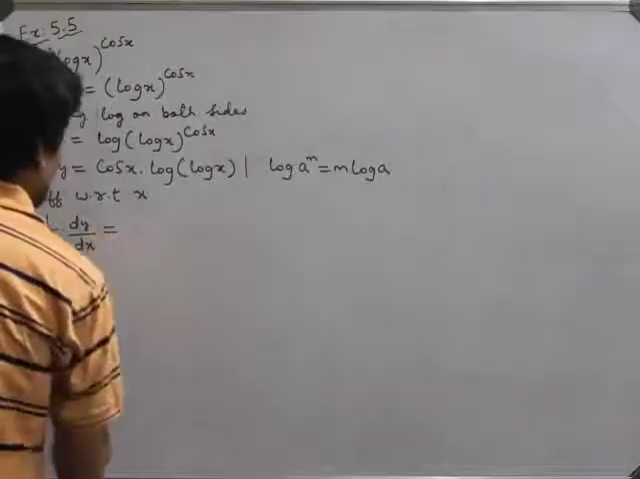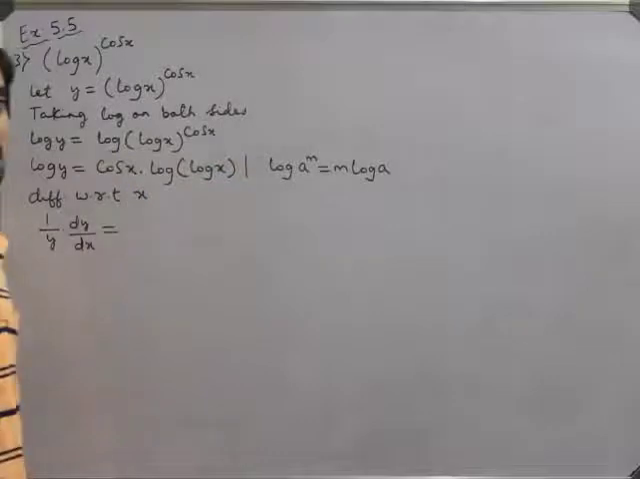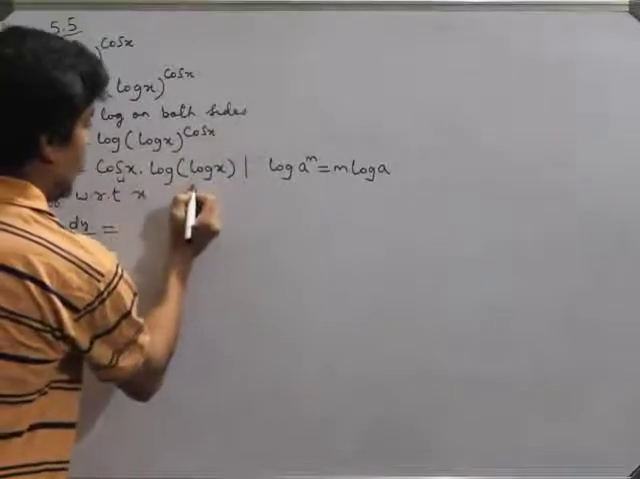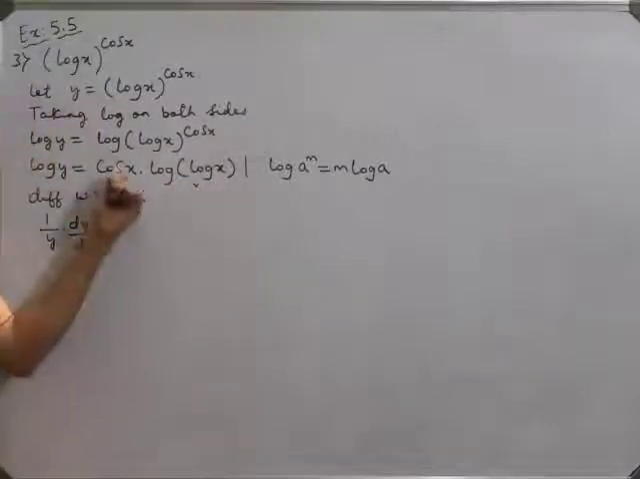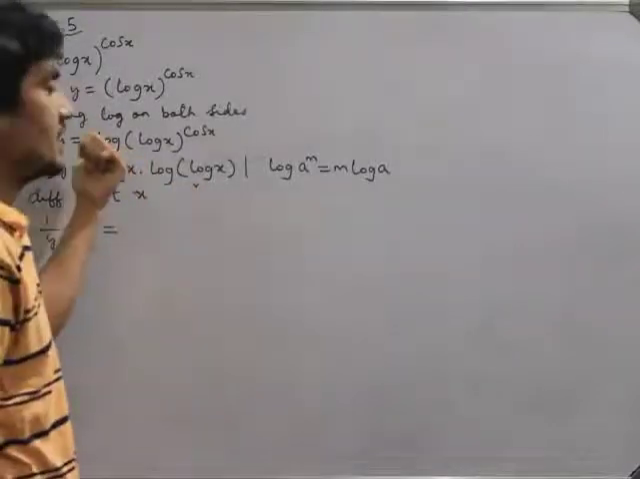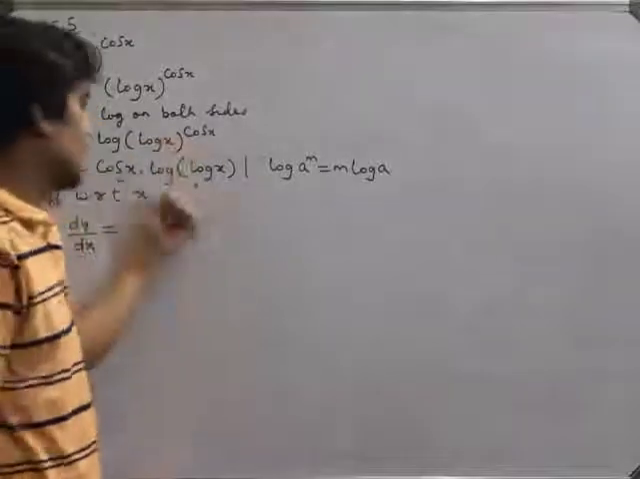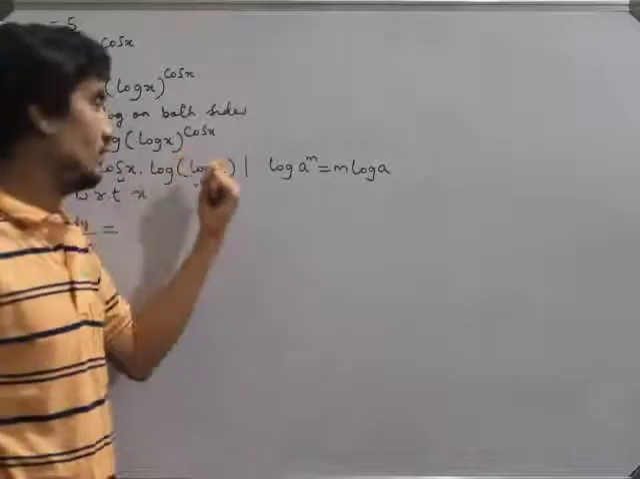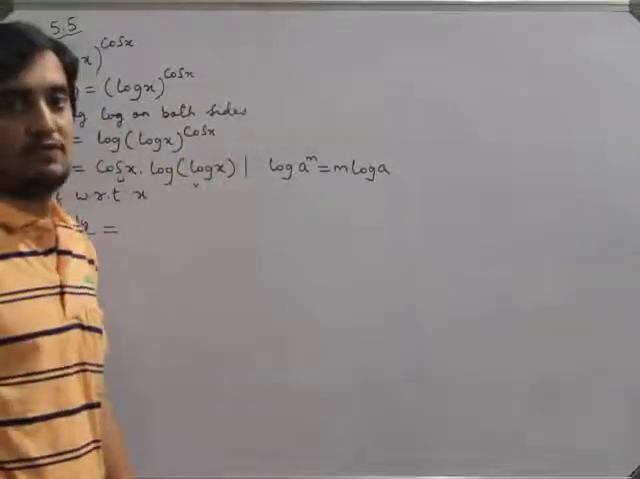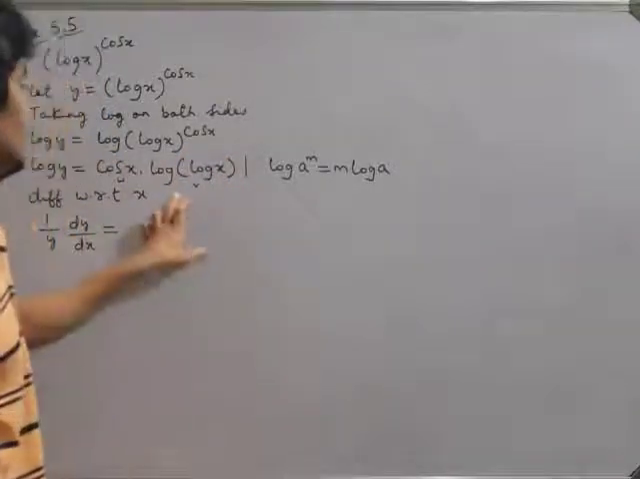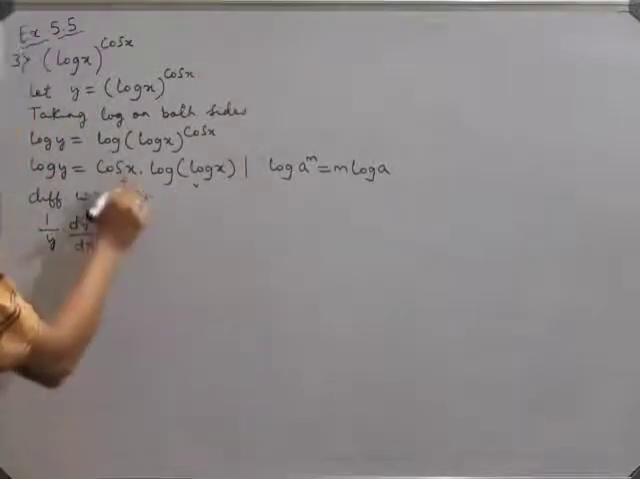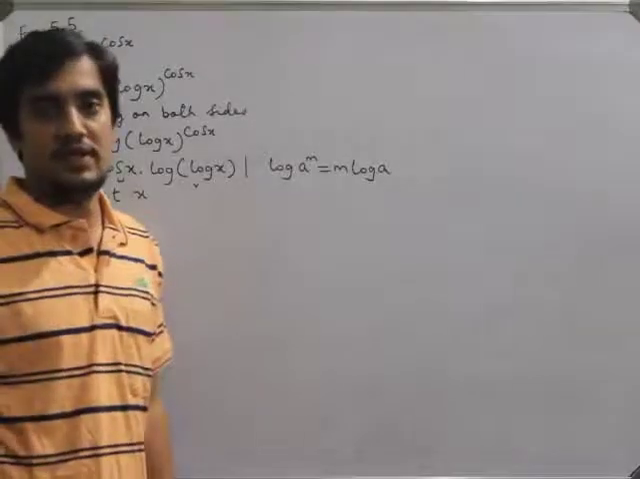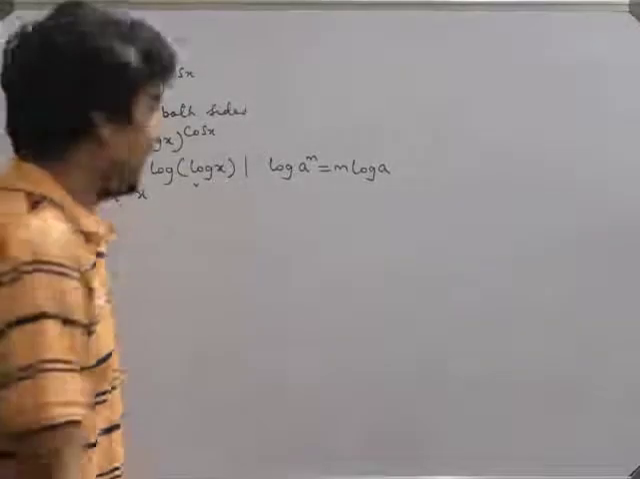This is equal to, now here you should use product rule. What is product rule? Consider cos x as u and log of log x as v. Here cos x is a plain function. You can directly write differentiation of cos x is minus sin x. In this case, log of log x is a composite function. How to differentiate this? Use chain rule to differentiate. You are very much familiar with this. So let us solve it. Now, what is the formula for product rule? u into dv by dx plus v into du by dx.